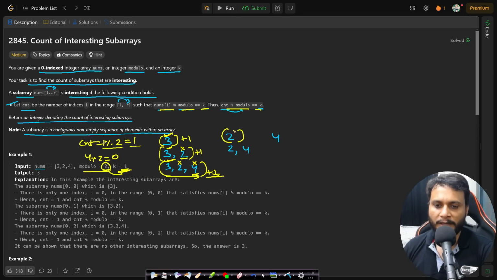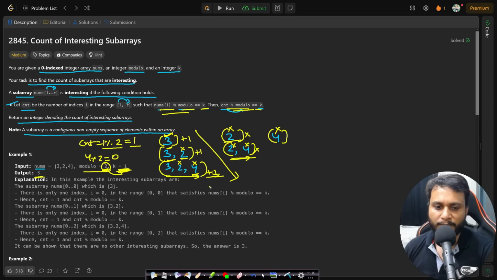If you consider 2, it is not interesting, so the count of interesting elements is 0. And 0 mod 2 is 0, which is not equal to this k value, and therefore this will not contribute anything. Similarly, 2 comma 4 will not contribute anything because there is no interesting element. 4 will also not contribute. Whereas if the k value was 0, then this 2 and 2, 4 would have contributed. Okay, so the total count of subarrays where the condition holds true is 3, and that is why the answer is 3. I think the solution is clear, right?